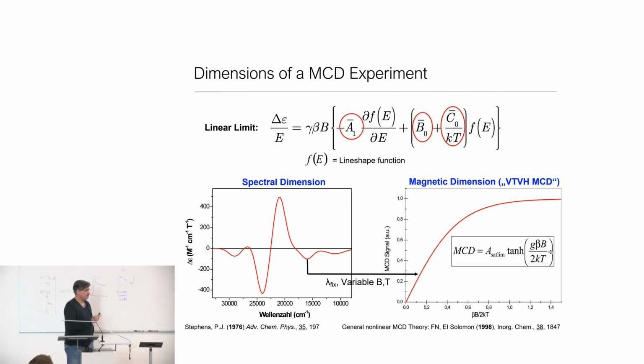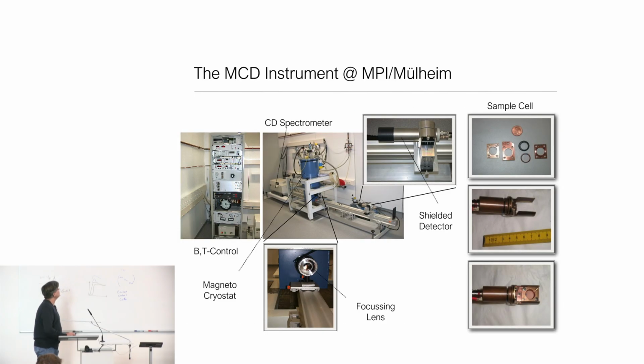It gets way more interesting when the total spin is larger than 1/2, and I'm going to talk to you about that later. So here are some pictures of how that looks in practice, and I know you have seen the lab, so I can keep that short. So there's a whole lot of electronics here. Then there is the CD spectrometer, there is a magnetocryostat, and down here is the detector.